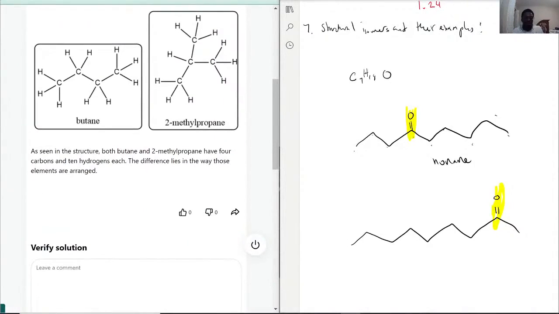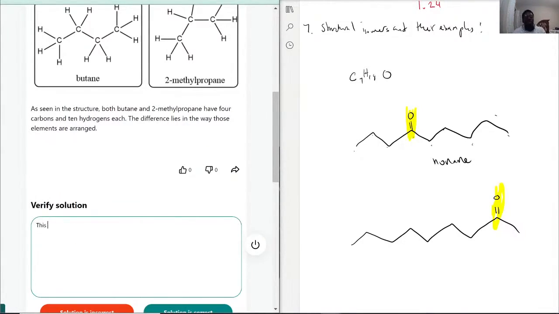And that is pretty much what we need to know. For structural isomers, it's how the elements are rearranged. So this is correct.